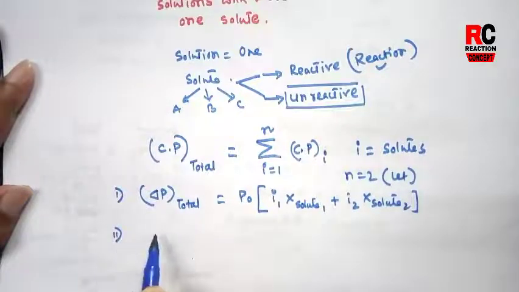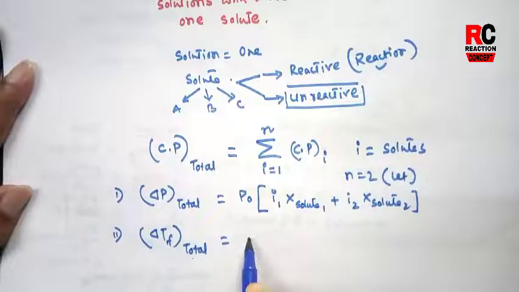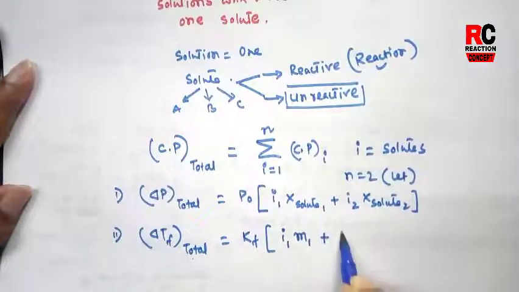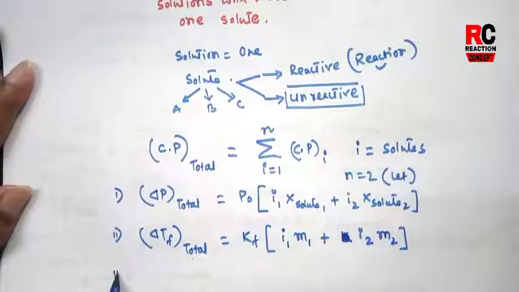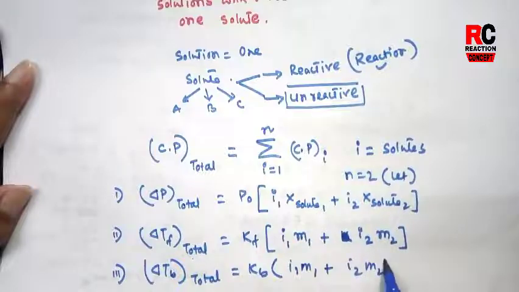The second one, depression of freezing point of the total solution, would be given by Kf times i1 into the molality of the first solute, plus i2 into m2. Whereas delta Tb total would be Kb times i1 m1 plus i2 m2.